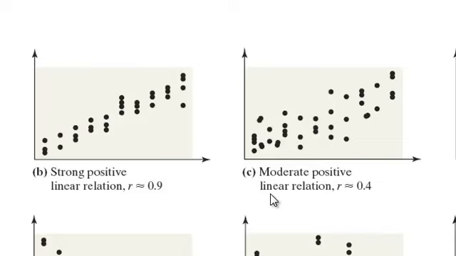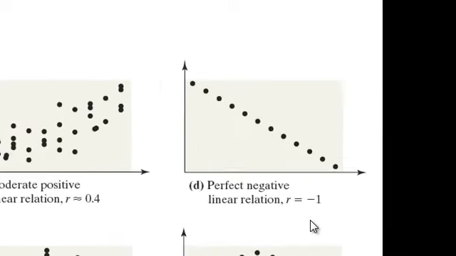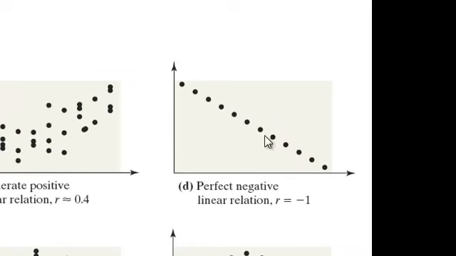If we look at slide C, we still have a positive linear relation, but it's more of a moderate relation because as x increases, y is tending to increase, but there's quite a lot of wobble in the values of y. So here we might see a correlation coefficient of something like 0.4. In slide D, we see this perfect negative linear relation again. So we would compute a correlation coefficient of -1.